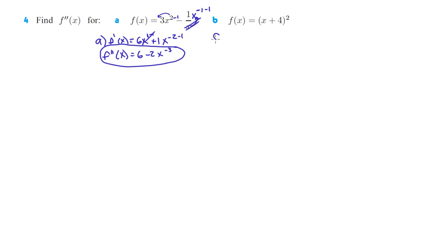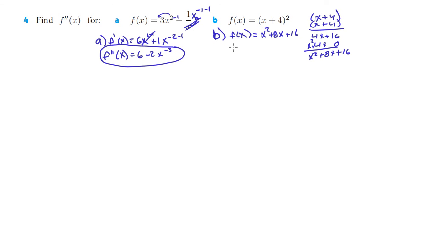Okay, so we have, let's see, this is BB. So f of x is going to be, if we have x plus 4 times x plus 4, 4 times 4 is 16. 4 times x is 4x. X times 4 is 4x, and x times x is x squared. So that gives us x squared plus 8x plus 16, right? X squared plus 8x plus 16. So that is still just the original function.